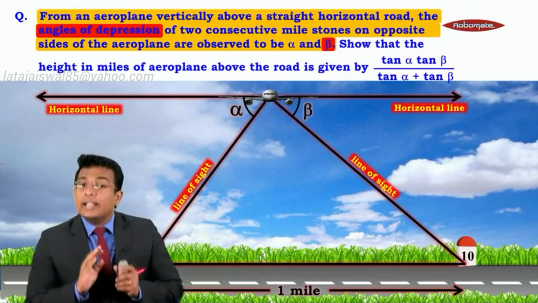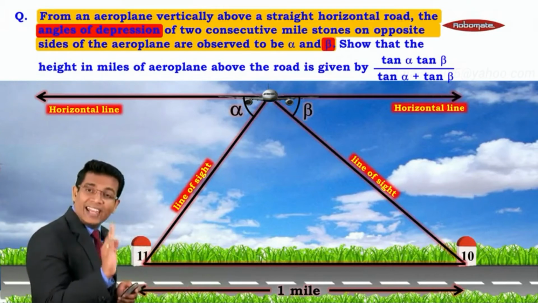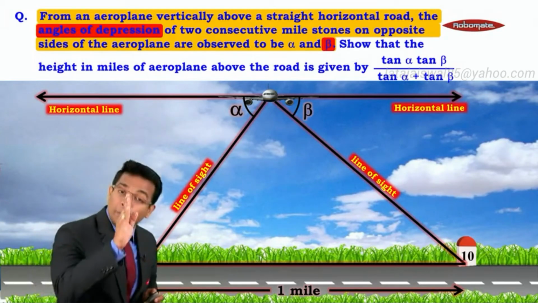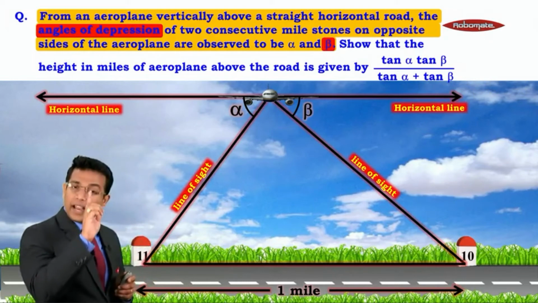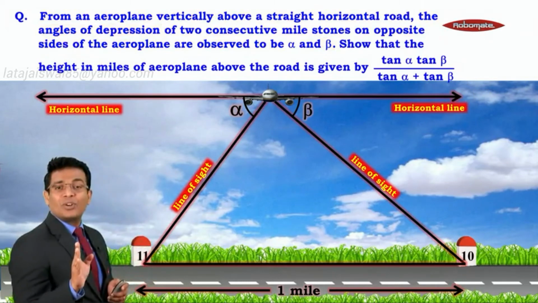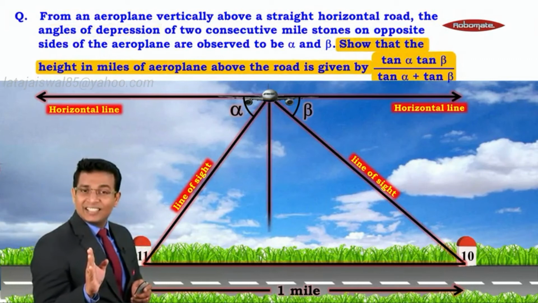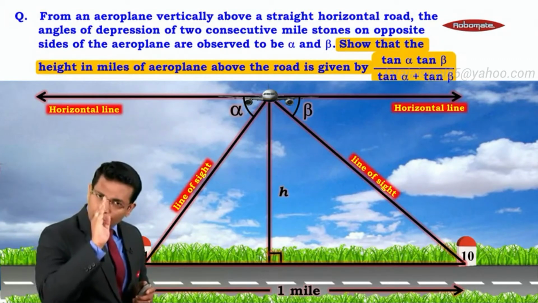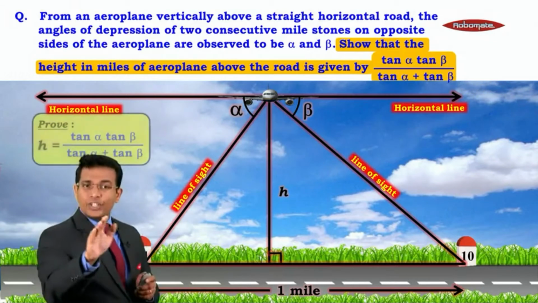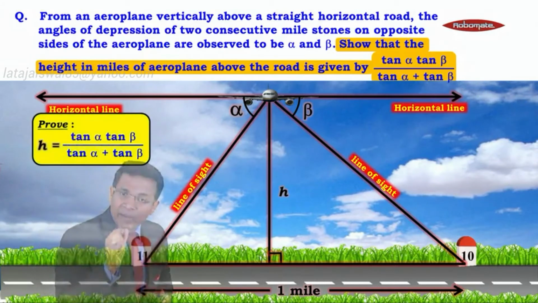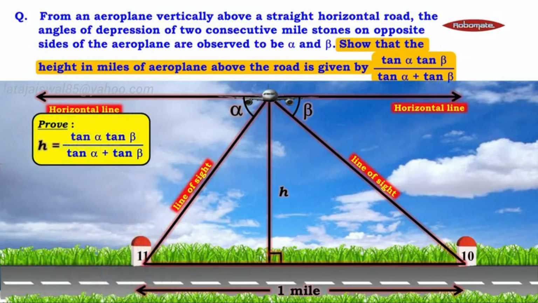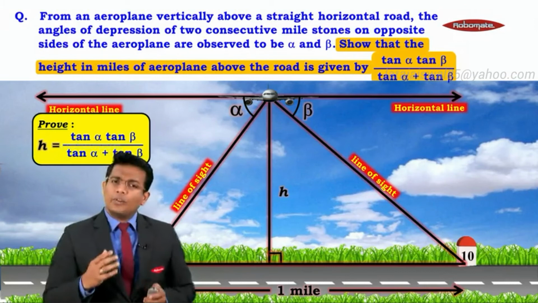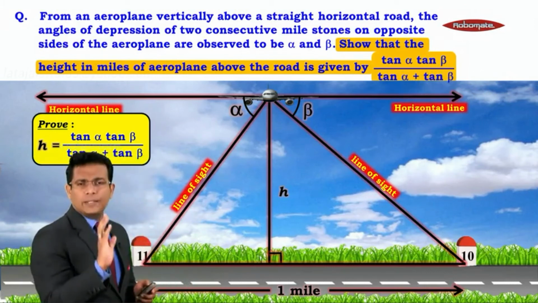This is clear. They say show that the height in miles of the aeroplane above the road. That means the height of the aeroplane from the road, the perpendicular distance. We have to show that this height, let's denote it by h, is equal to tan alpha into tan beta upon tan alpha plus tan beta. This is what you're supposed to prove in the sum. Now let's understand how we're going to solve this further. It's going to be very easy.